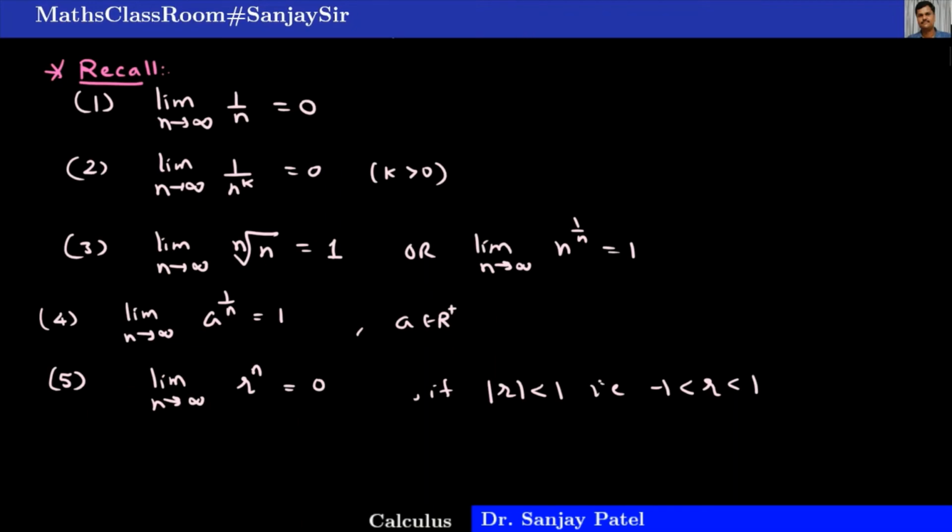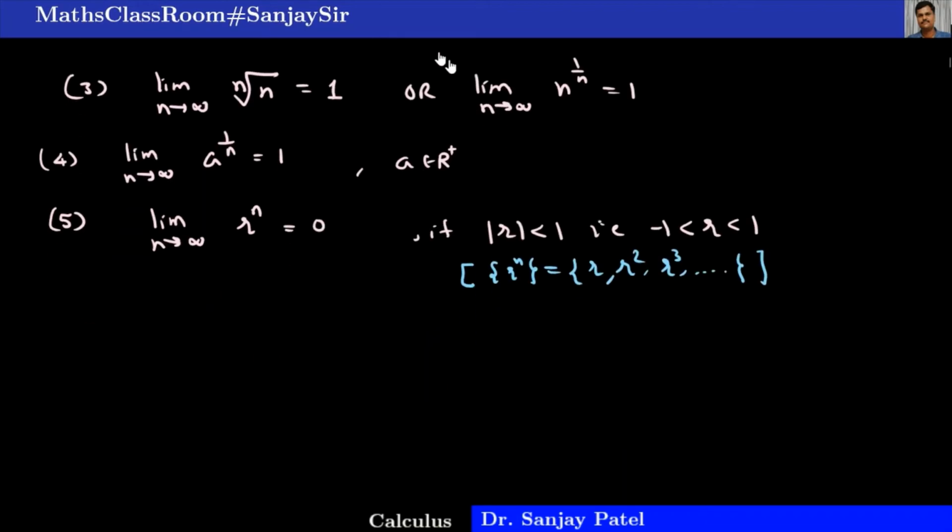The terms of this sequence r raised to n are actually this sequence: r, r square, r cube, and so on. So the ratio of two consecutive terms, r square by r, r cube by r square, is also r. And you know this very famous result: the geometric sequence converges to 0, its limit is 0, if the ratio r lies between minus 1 and 1, that is, mod of r is less than 1. So very, very important result.